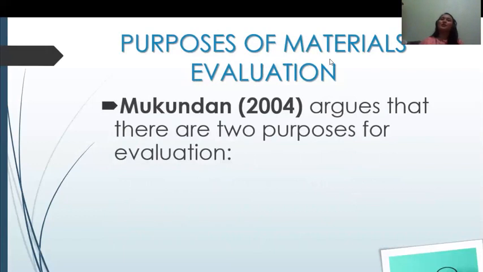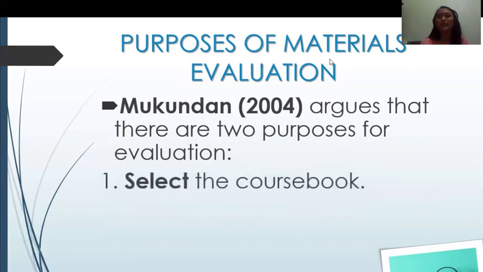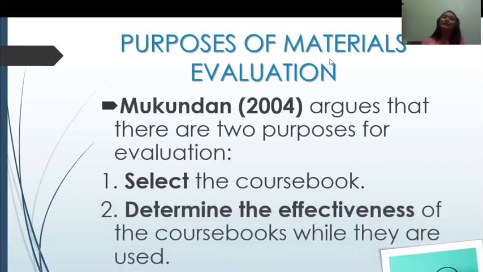Now the question is, what is the purpose of material evaluation, or in evaluating materials? In the year 2004, Mukundan argues that there are two purposes for evaluation. First one is to select the course book. Through evaluating materials, we could select the course book that we could use. Next is to determine the effectiveness of the course books while they are used.